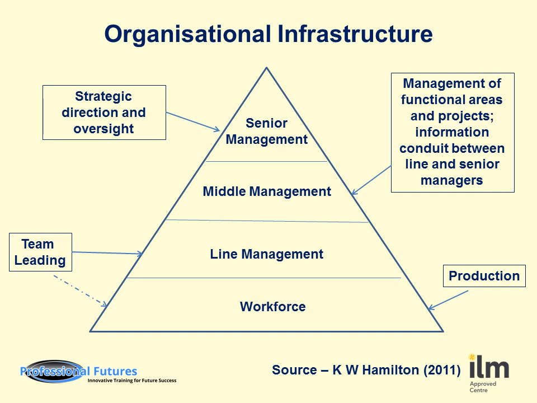Now, an organisational infrastructure tends to take one of 4 discrete forms: tall, flat, hierarchical, and centralised or decentralised. And each of these are different and they meet different organisational needs. So let's start by looking at tall organisations first.